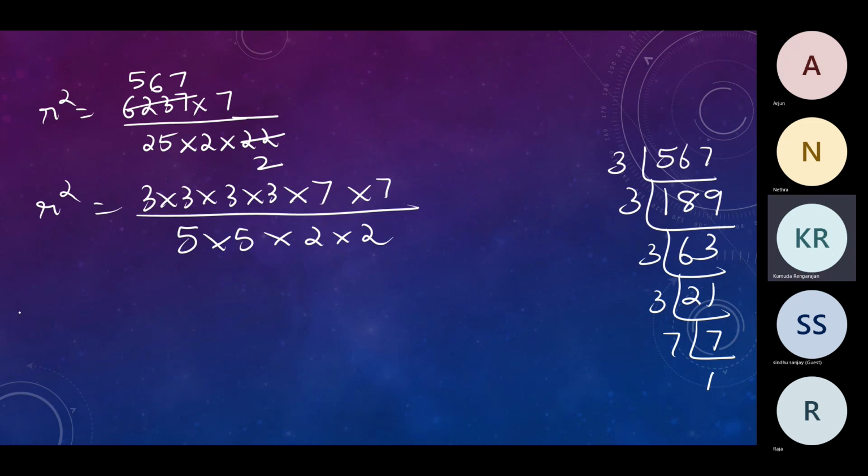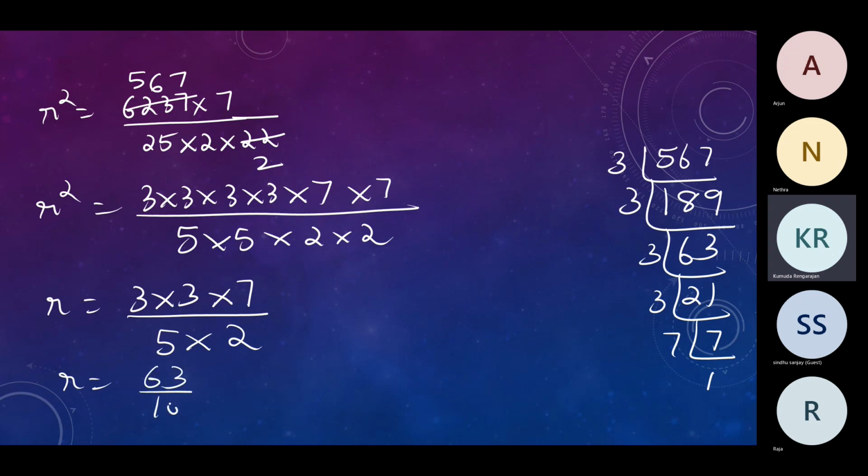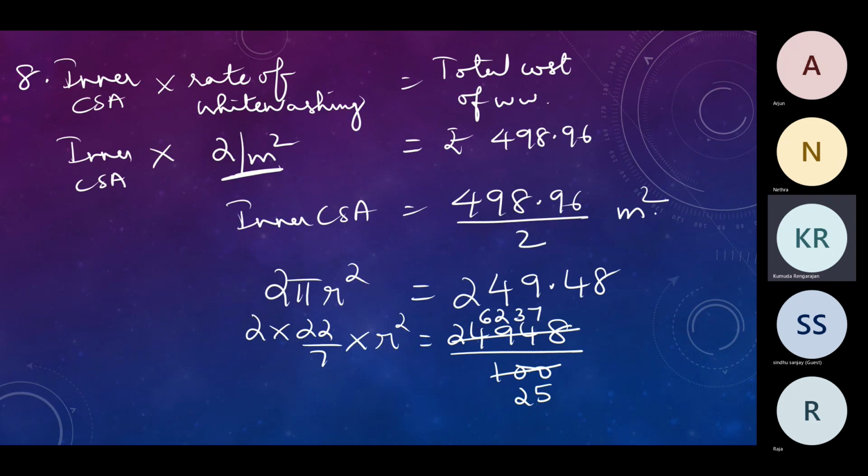So like this we have. R will be equal to, you cannot cancel anything. From 4 threes, 2 threes will come out. From 2 sevens, 1 seven. From 2 fives, 1 five. From 2 twos, 1 two. So R is equal to 3 threes are 9, 9 sevens are 63 by 10, or 6.3. 6.3 what? Meter. 6.3 meters. Because here it's all in meters, meter square.